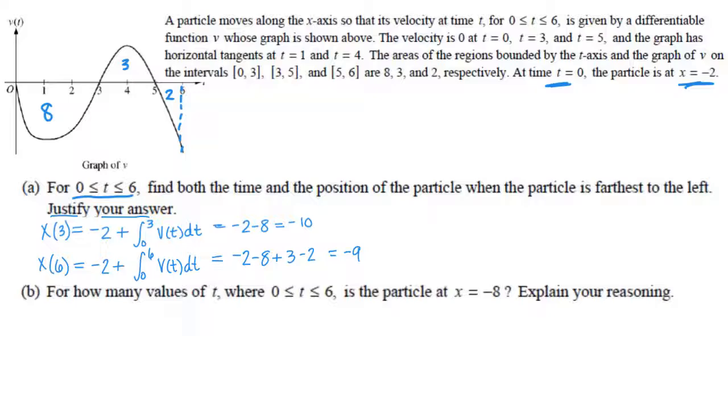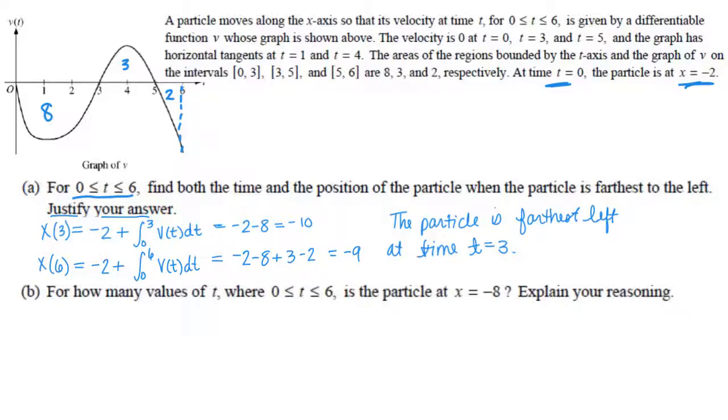And so let's go ahead and make that statement. The particle is farthest left at time t equals 3.